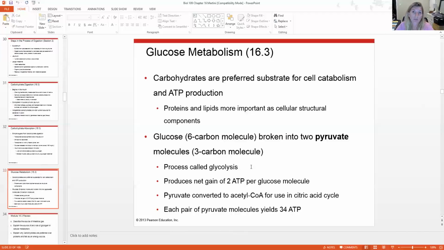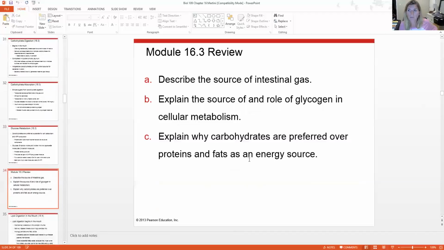The pyruvate is converted into acetyl-CoA, and then it's used in the citric acid cycle. And each pyruvate molecule will yield 34 ATP from the overall metabolic process in the mitochondria. You can pause the video here, go back and review.